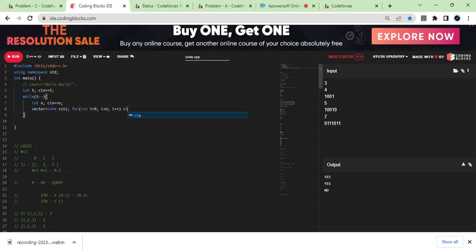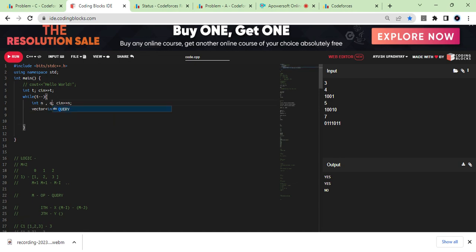Like this. n comma q, the number of queries I'm taking, right? Or you can just say m, because m and q are the same in this case.